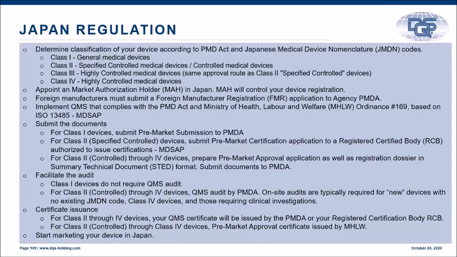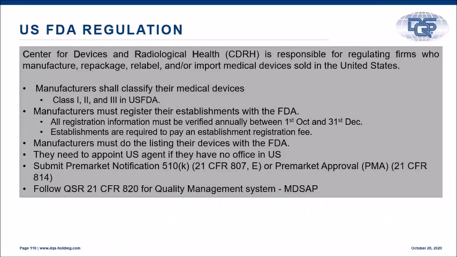Similar to Brazil and Australia, you have requirements for Japan. In Japan, there is a market authorization holder who is located in Japan. This person will control your device registration, and you need to provide a foreign manufacturer's registration form. Implement the QMS as per the requirements, and then you will have the assessment and complete the product approval process.